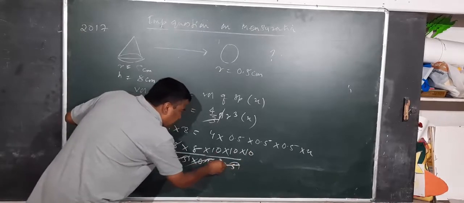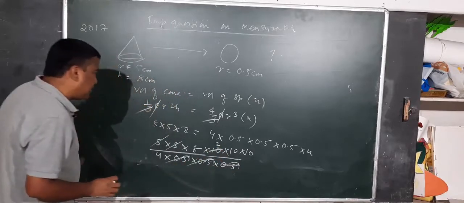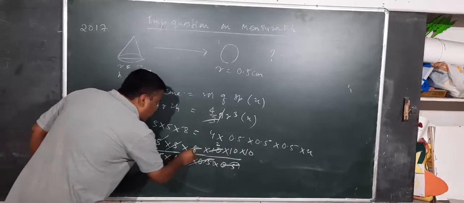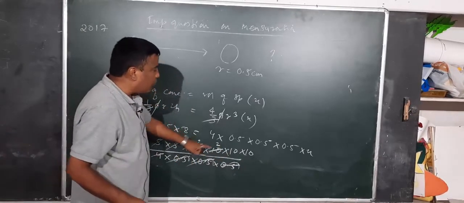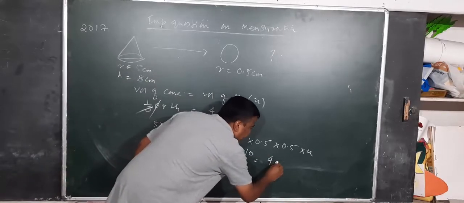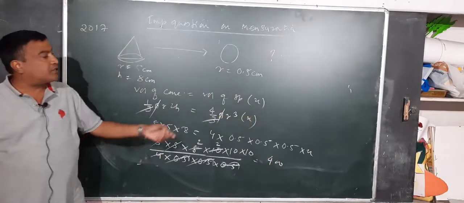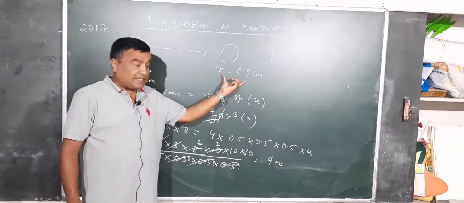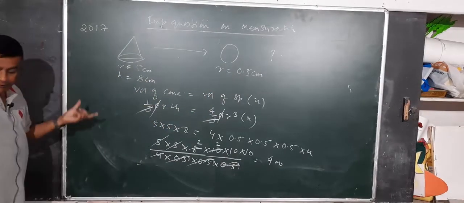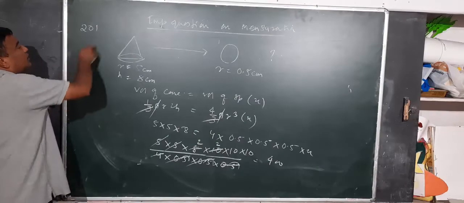After that, 5 2s are 10, okay? 4 2s are 8, 2 2s are 4, 4 into 100 is 400. That means 400 spheres will meet. This is ICSE 2011.